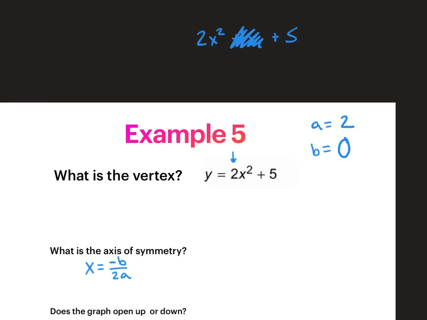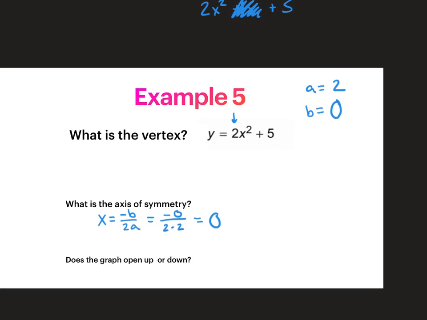Does that make sense? Okay. All right, so let's plug it in. So we have negative 0 over 2 times 2. What happens when we have 0 on top of a fraction? The whole thing is 0. So what's our axis of symmetry? X equals 0. Perfect. So that 0 on the top means that the whole thing is 0.